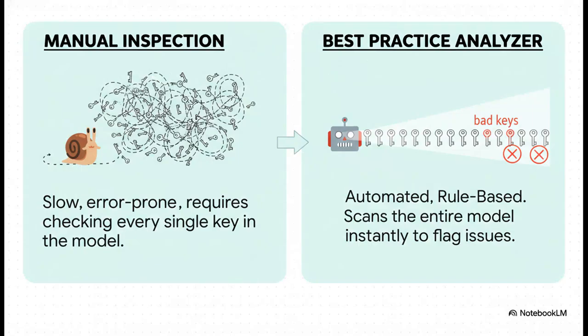And this right here perfectly illustrates what the exam is all about, efficiency. I mean, sure, you could manually click through every single key in your model, but that's incredibly slow, and you're almost guaranteed to miss something. The engineer's answer, the one the exam is looking for, is to use a tool like the Best Practice Analyzer. It's automated, it uses rules to scan the entire model in seconds, and flags this exact kind of problem. See? The exam wants you to choose the smart tool, not the manual grunt work.